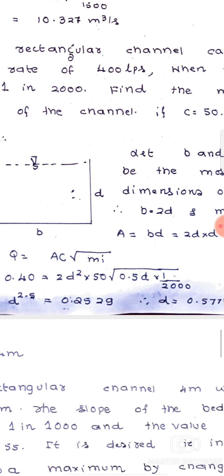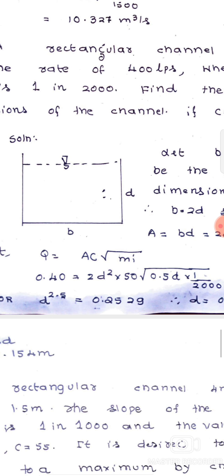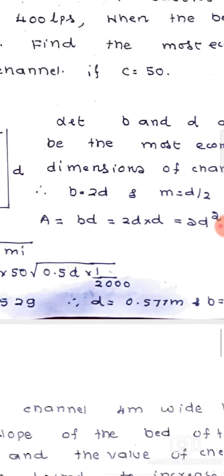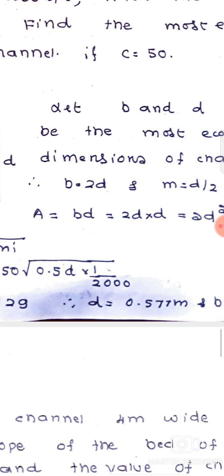Then we keep the unknown, which is only D, on one side, that is D to the power of 2 plus 0.5, which is 2.5. Then the remaining terms go to the other side. So D to the power of 2.5 is 0.2529. Then the 2.5 goes to the other side and becomes 1 by 2.5. Then you will get D as 0.577 meters.